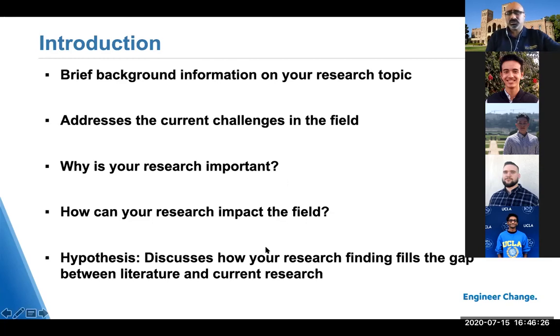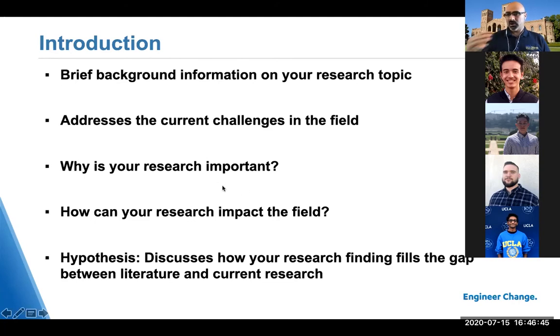And then, of course, you can't have an introduction without a hypothesis. What is the big research question that your project is trying to solve, right? And you need to include that. What is the objective, and what is the big question that you're trying to answer? All of that needs to be addressed in a good introduction.